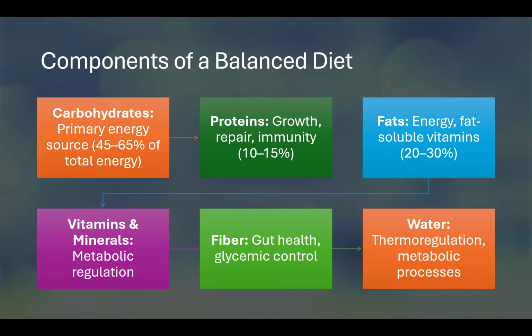So these are the components of a balanced diet. Carbohydrate is the primary energy source, about 45 to 65% of total energy. Proteins for growth, repair, and immunity, about 10 to 15%. Fats for energy, fat soluble vitamins, 20 to 30%. Vitamins and minerals for metabolic regulation. Fiber for gut health, glycemic control, and water for thermoregulation and metabolic processes.